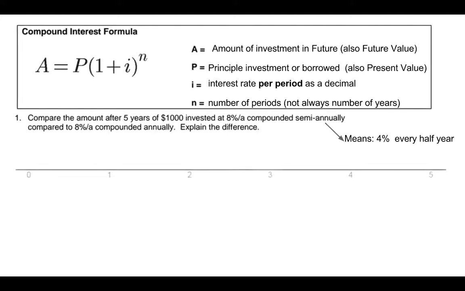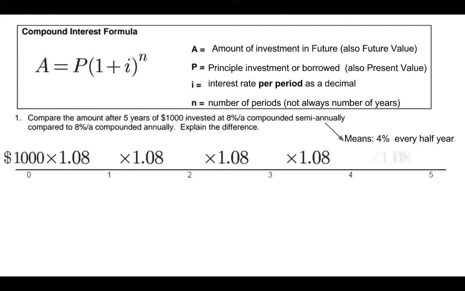So the first one, if we draw a little timeline, this is just from year 0 to year 5. It's just like a number line. What we do is we look at the $1,000 at the beginning, and the formula is going to grow it by 1.08 every year. So to get the end of the first year, we multiply by 1.08. Second year, we multiply by 1.08, and so on. And then the formula allows you to do 1,000 times 1.08 to the 5. The 8% annual is 0.08 as a decimal, and we're going to do it for 5 periods.